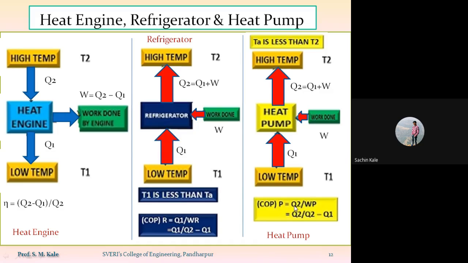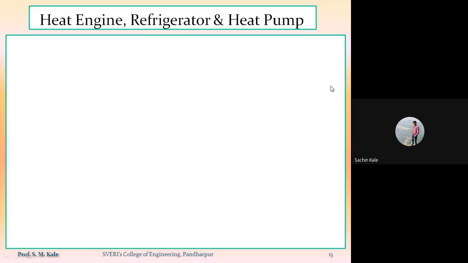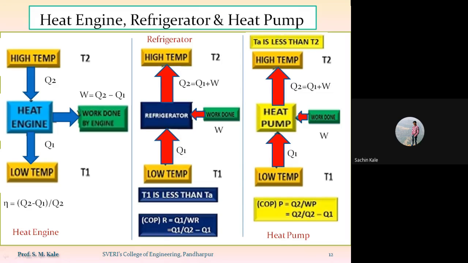So COP of heat pump is equal to desired output Q2 divided by input, which is the work done on the pump, WP. As we know, Q2 is Q1 plus W, so here I get the value for W. What is the value of W? Q2 minus Q1. So COP of heat pump is equal to Q2 divided by bracket Q2 minus Q1.